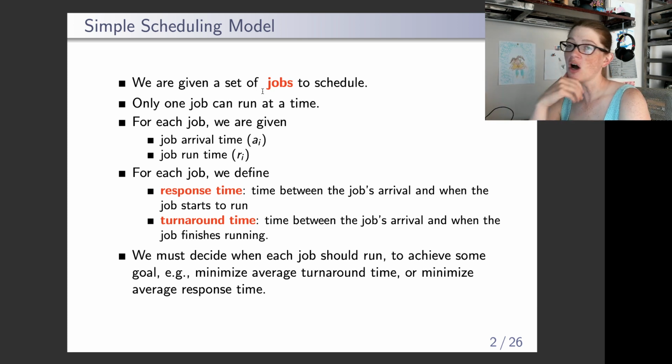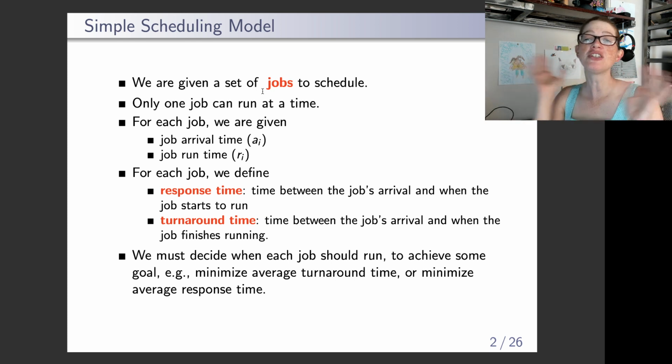So you've got a bunch of jobs that you need to schedule, and you know that you can only run one job at a time. We're going to ignore the existence of multi-core machines or multi-CPU machines until the very end, and then we'll talk about how to modify all of these methods to work on a multi-core system. But let's suppose you can only run one job.